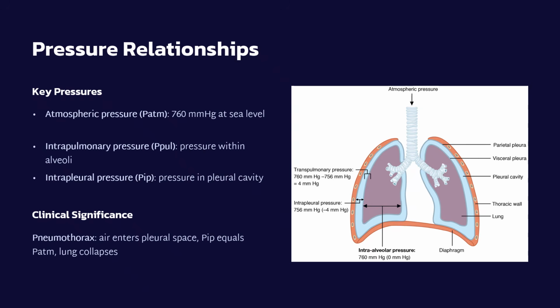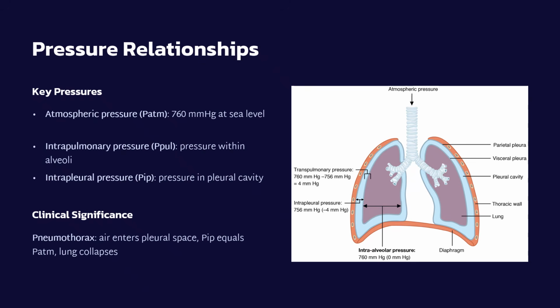And now for your pressure relationships. So your atmospheric pressure is the pressure of the air around us, about 760 millimeters of mercury at sea level, and serves as a reference point for your breathing. So your intrapulmonary or your alveolar pressure is the pressure inside the airways and your alveoli. So it rises slightly above your atmospheric during your expiration and falls slightly below it during your inspiration, allowing air to move in and out.